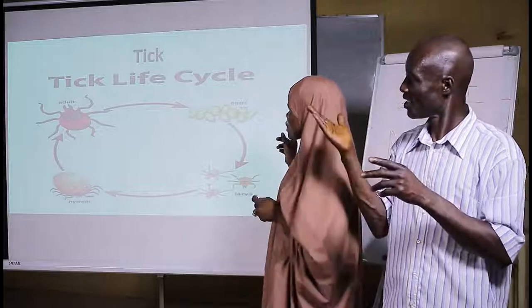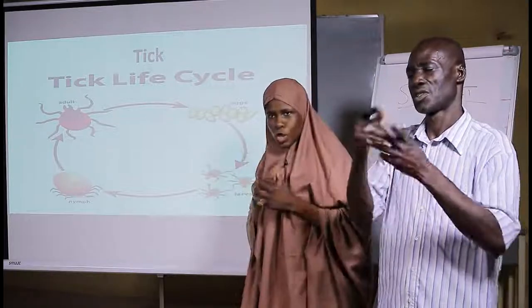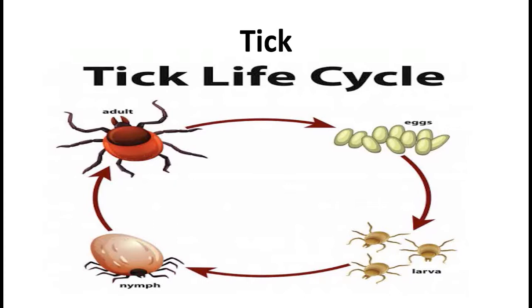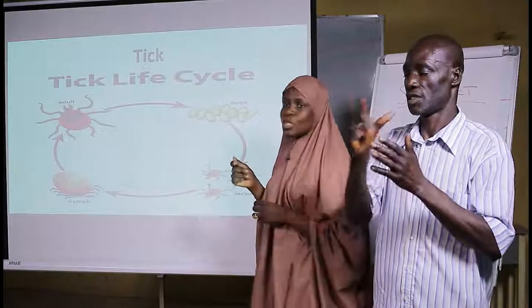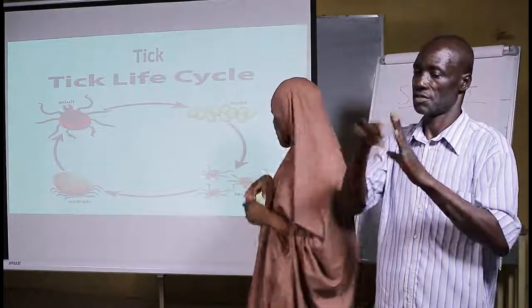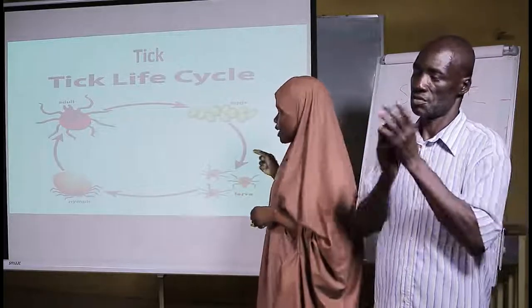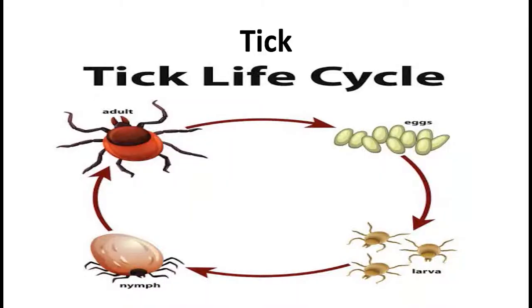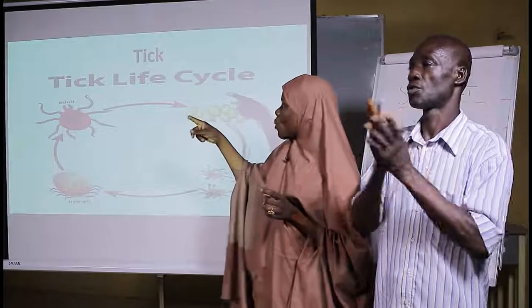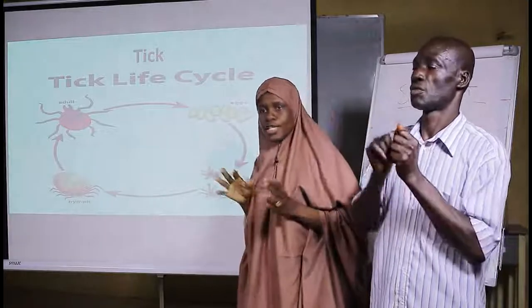But all these processes take place on different horses. When it falls down and lays the eggs, they will develop and molt, and turn into larva on the grasses. Then the larva will fix itself onto another horse, where it will grow again and become nymph. The larva has 6 legs, while the nymph has 8 legs. Then from the nymph, it comes down and joins another horse, where it grows and becomes adult with 8 legs.